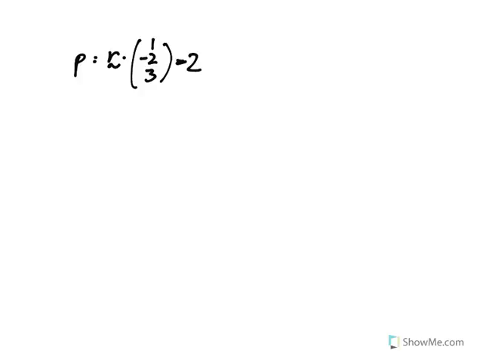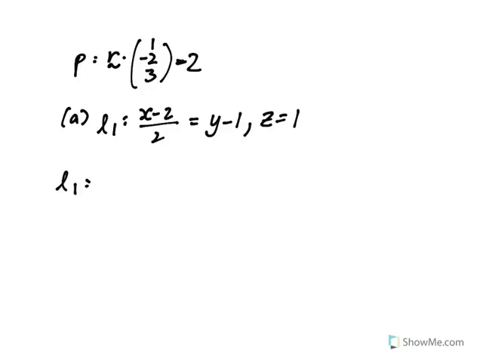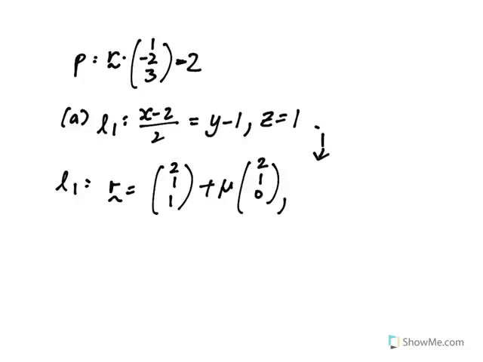So for first A, you have L1: (x - 2)/2 = y - 1, z = 1. You try to form a vector equation of the line. From here you can quickly form it, I'm sure you can do it by yourself. So r = (2, 1, 1) + mu (2, 1, 0), and mu is a real number. Lambda is 1.